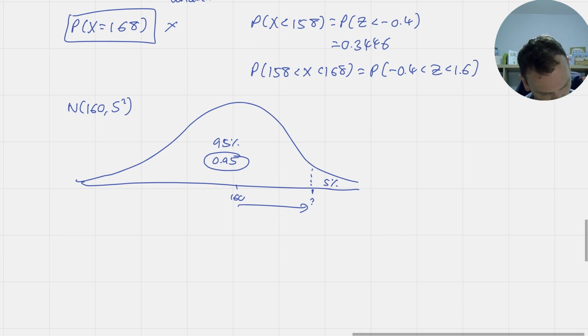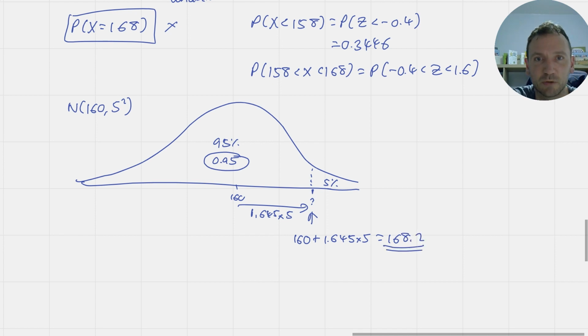What that's telling you is we're going 1.645 standard deviations above the mean. We know our standard deviation was 5. So this point here is 1.645 lots of our standard deviation, or 5, above the mean. So this unknown point is just going to be 160 plus 1.645 times 5, and you should get an answer of 168.2. That's telling us that 95% of people will be less than 168.2 centimeters, and 5% of people will be taller than that.